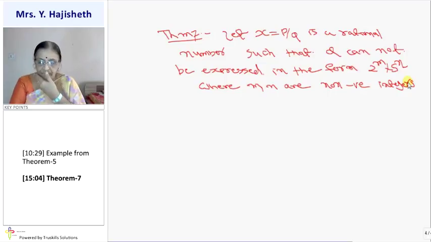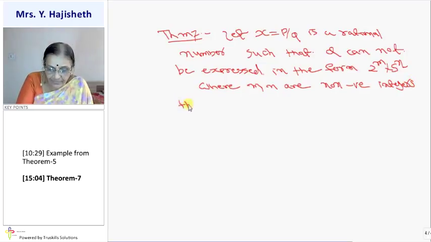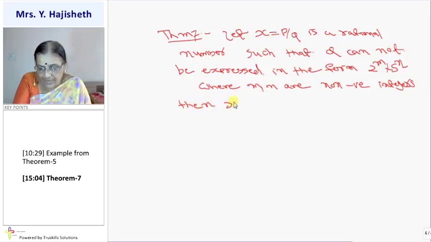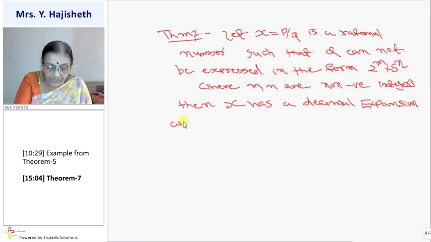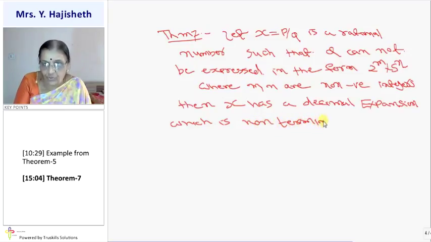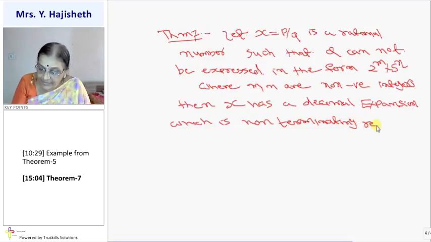If q cannot be expressed in a form 2 raised to m into 5 raised to n, okay, then x has a decimal expansion which is non-terminating. Matlab you are not getting 0 as a remainder when you divide. Non-terminating, repeating.